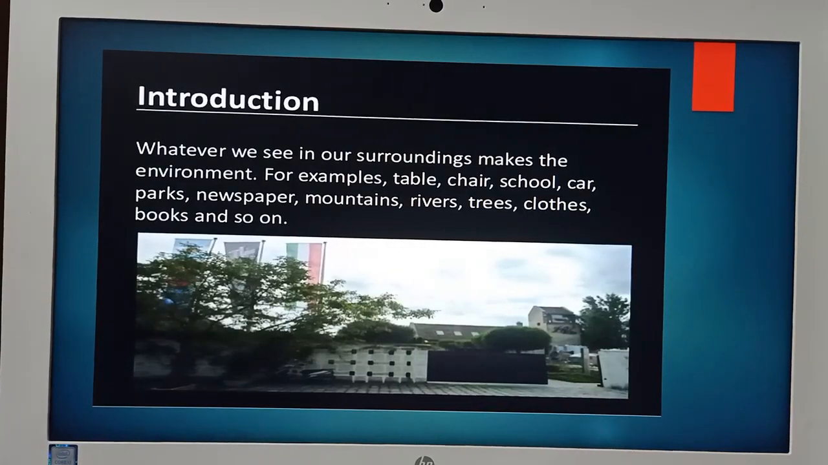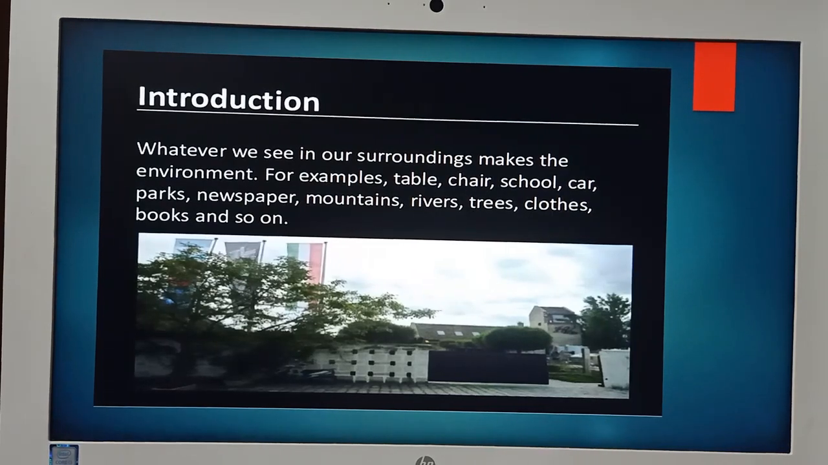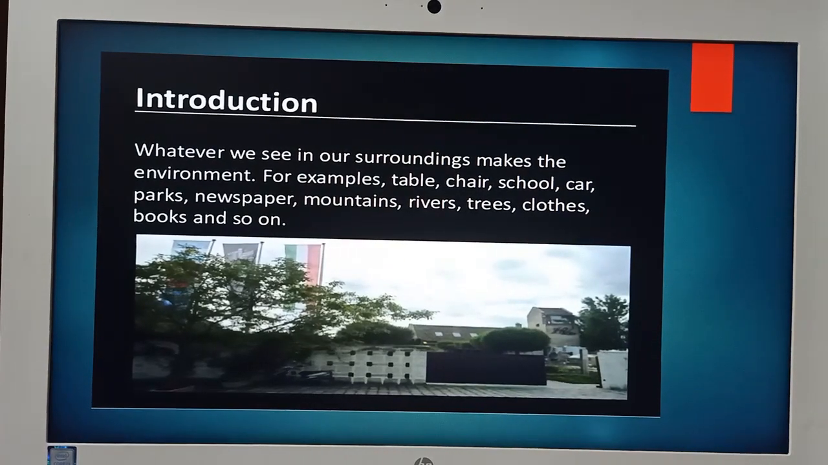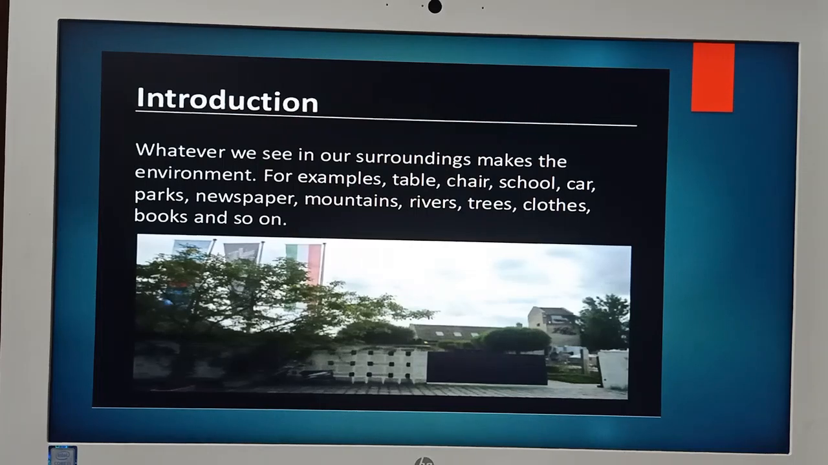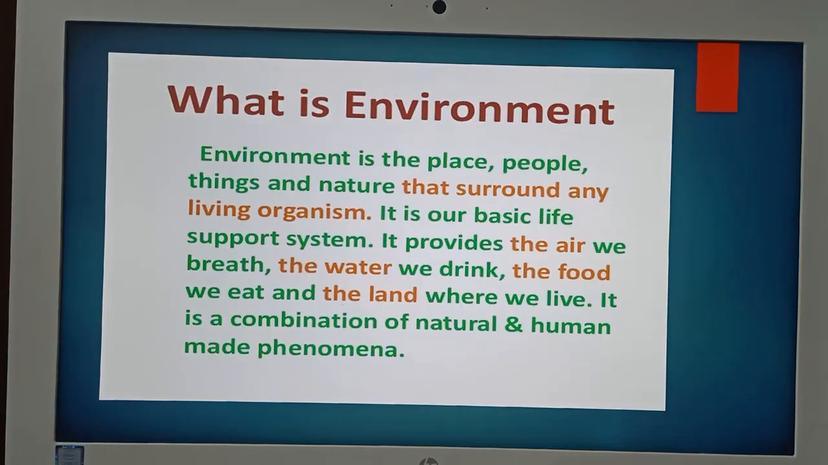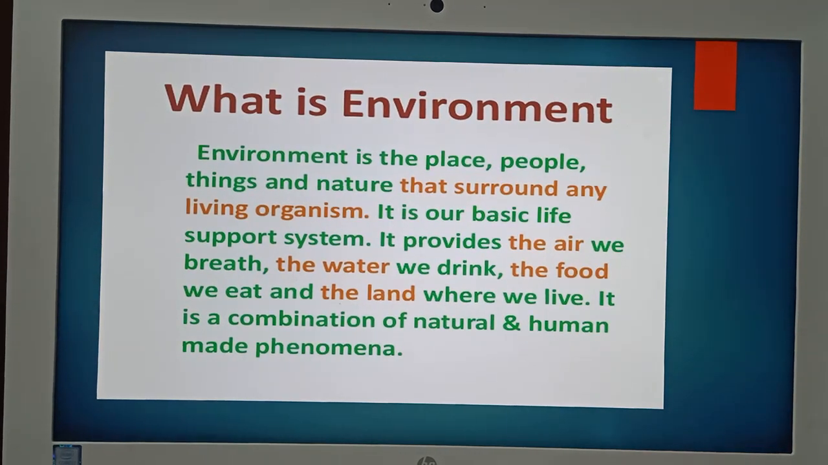Whatever we see in our surroundings makes the environment. For example, table, chair, school, car, parks, newspaper, mountains, rivers, trees, clothes, books, and so on. What is environment? Environment is the place, people, things, and nature that surround any living organism. It is our basic life support system.